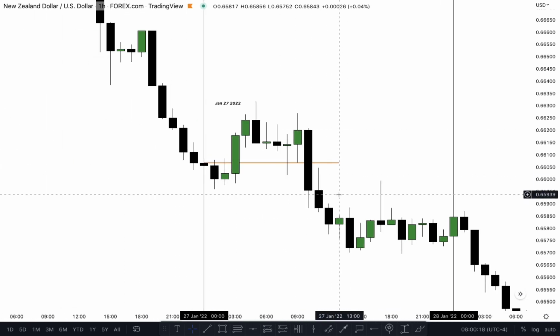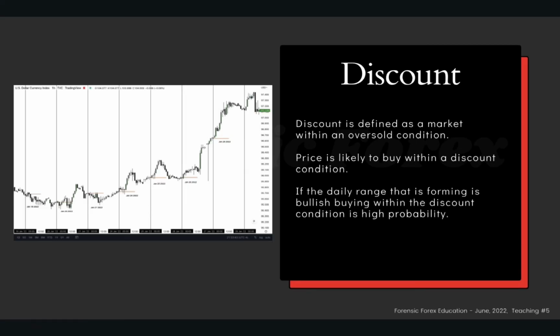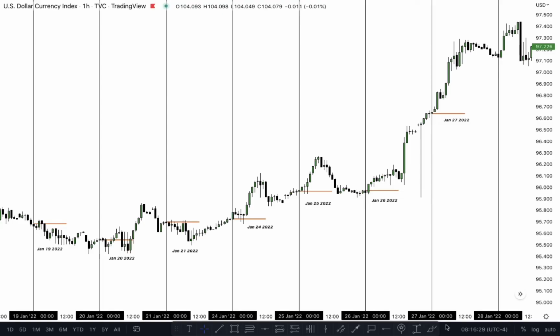Now let's look at a bullish condition. Discount is defined as a market within an oversold condition. Price is likely to buy within a discount condition. If the daily range that is forming is bullish, buying within the discount condition is high probability. Now let's take a look at discounted conditions. Looking at the dollar index, and we're using the same exact days that we use for New Zealand dollar to be transparent, January 19th all the way to January 27th.